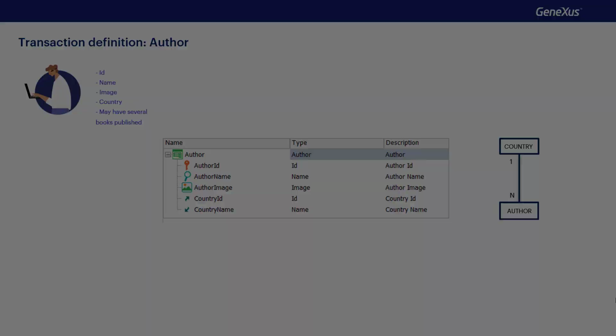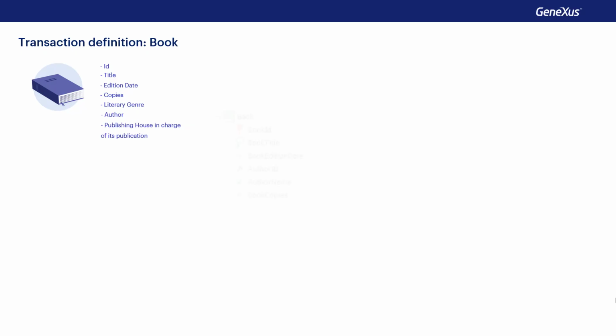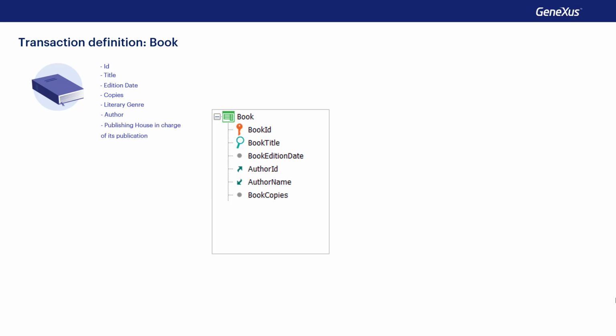Now let's think of the concept of book. It's a strong entity that's also identified with an auto-numbered value, a title, a date of publication, an author, and the number of copies purchased by the library. But in addition, reality tells us that a book belongs to a literary genre, since it could be a novel, an essay, and so on.